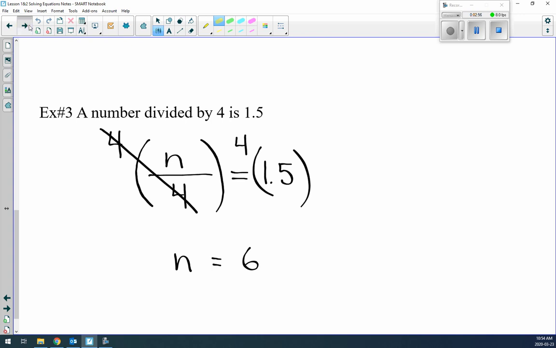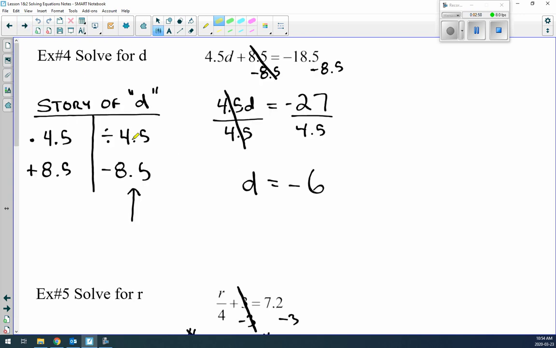Okay, go over to the next page and go to example number 4. Now, this is an interesting way of doing it. There's another way of doing this. So it's 4.5d plus 8.5 equals 18.5. Now, in this one, we have 2 steps. We still have to get d by itself. So the first thing we do is subtract 8.5 from both sides, because the opposite of addition is subtraction. So then we end up with 4.5d equals negative 27. Then 4.5 is multiplied by d, so we divide both sides by 4.5 and we end up with d equals negative 6.